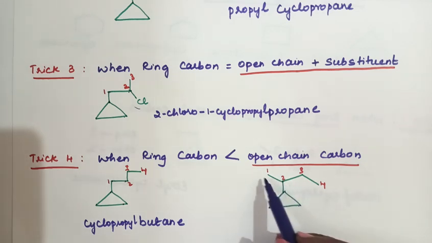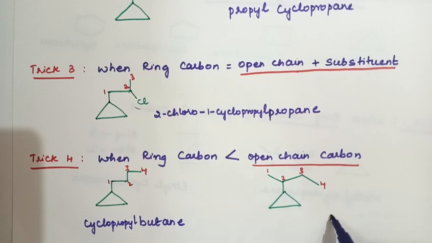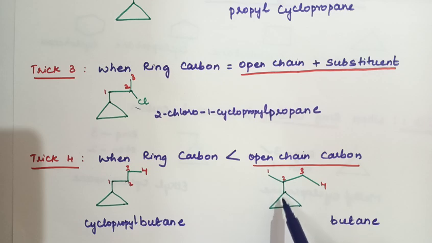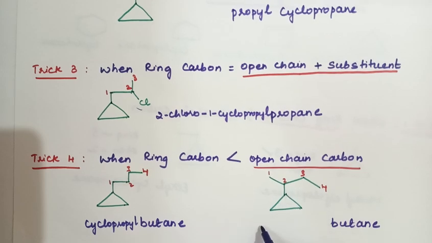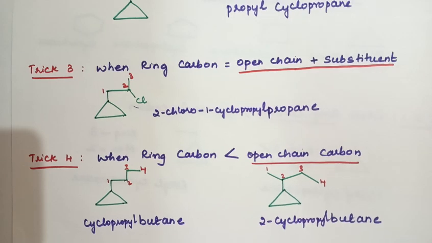So first we will name the parent chain. Parent chain has 4 carbon atoms. Therefore it becomes butane. And at position 2 there is a cyclopropyl group. So it becomes 2 cyclopropyl. So 2 cyclopropyl butane will be the IUPAC nomenclature.